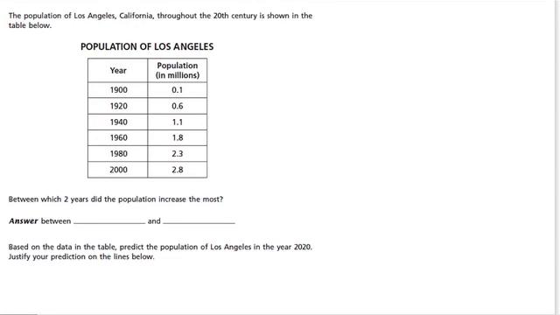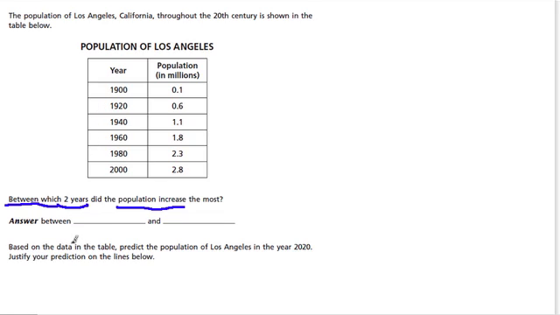Right, so one of the more valuable questions that we can ask when we're looking at data is written out here in this question, which is: when does the population, or what we're looking at, increase or decrease the most? And the range we're looking at here is the 2-year period. So between which 2 years? So not a 2-year period, but between which 2 years did the population increase the most?